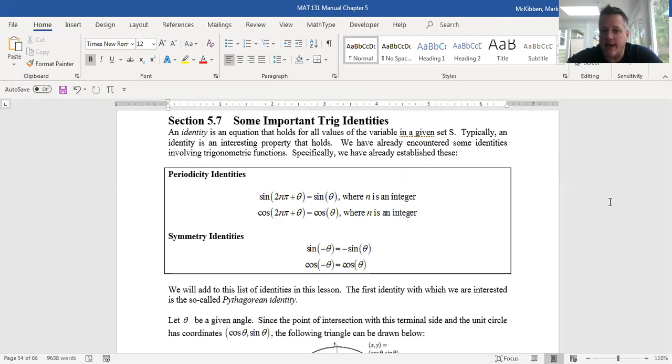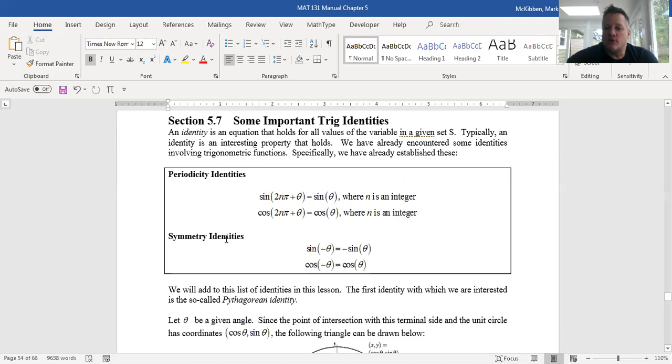We have the periodic identities and the symmetry identities for sine and cosine. I can also put the ones in here for tangent, but you can always recompute those. Remember that sine and cosine have a period of 2 pi, so if you go around the circle any number of times, you get back to where you started. So the sine and cosine remain the same. If you want to add in here that the tangent of n pi plus theta is equal to tangent theta, feel free. That also is true. Tangent has period of pi.